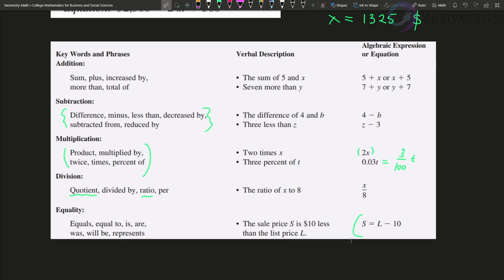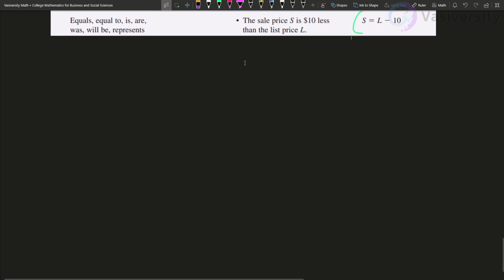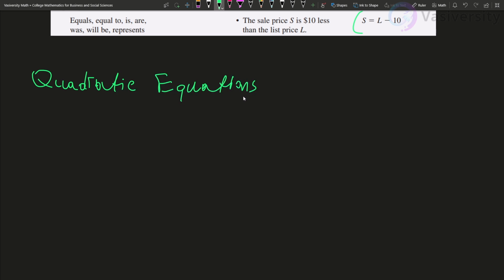Now we will move on to quadratic equations. We touched on them last time, but now we're going to dive in more. Quadratic equations have a square on the variable. So we're going to have y equal to a times x squared plus b times x plus c.